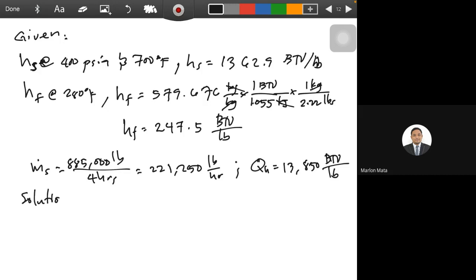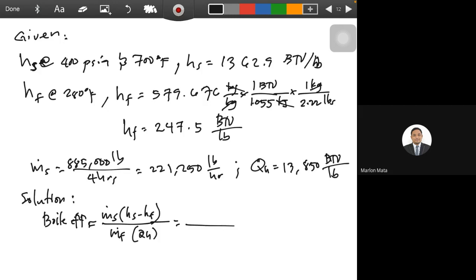Okay, solution. So again, if you remember, boiler efficiency is simply equal to boiler thermal efficiency, which has a formula of MS times (HS minus HF) over MF times QH. We are given these values with a check mark. So what we are required is simply the MF in short tons per hour.